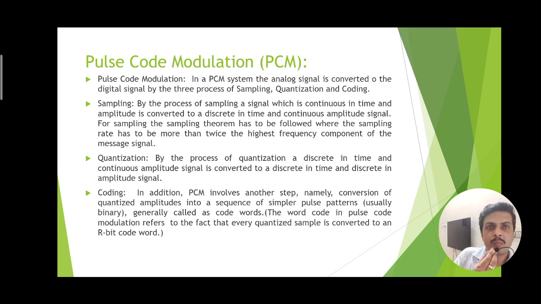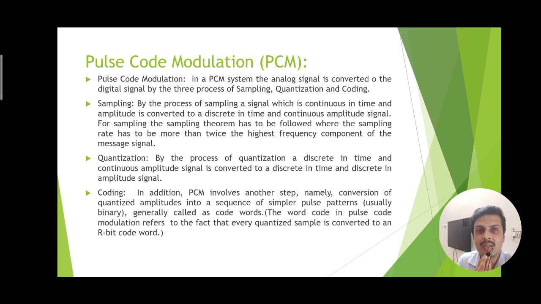Now pulse code modulation is a digital modulation technique. We already have gone through pulse amplitude modulation, pulse width modulation and pulse position modulation, which are all analog modulation techniques, because in those cases the amplitude of the pulse was proportional to the instantaneous magnitude of the message. Similarly, the width of the pulse or the position of the pulse was varied according to the instantaneous magnitude of the message signal. So that was the analog kind of modulation technique.